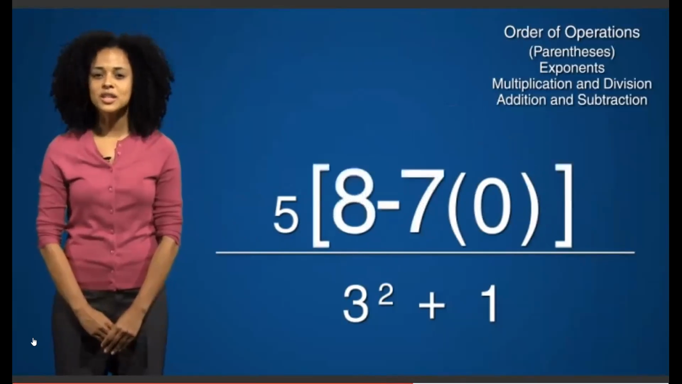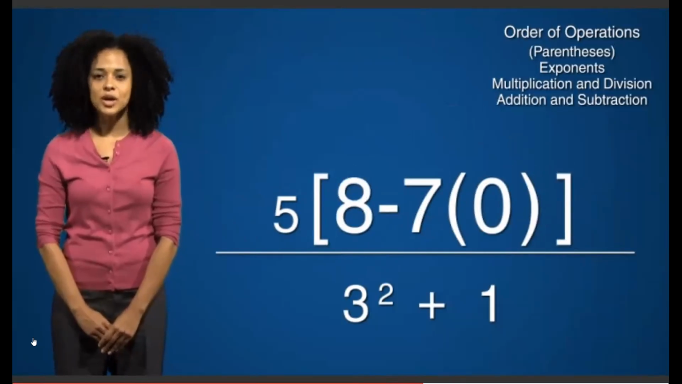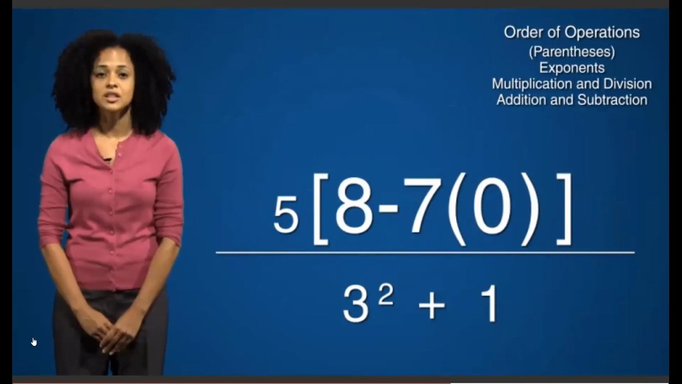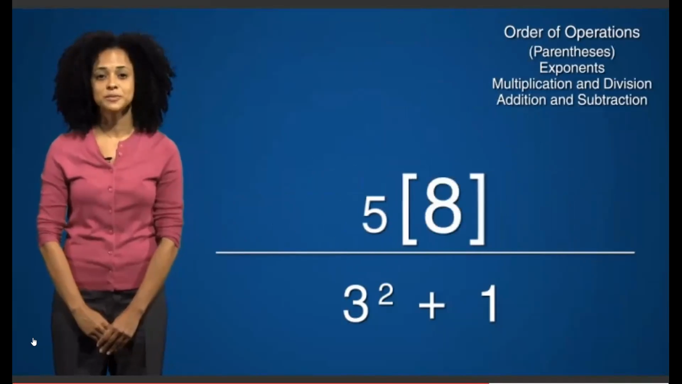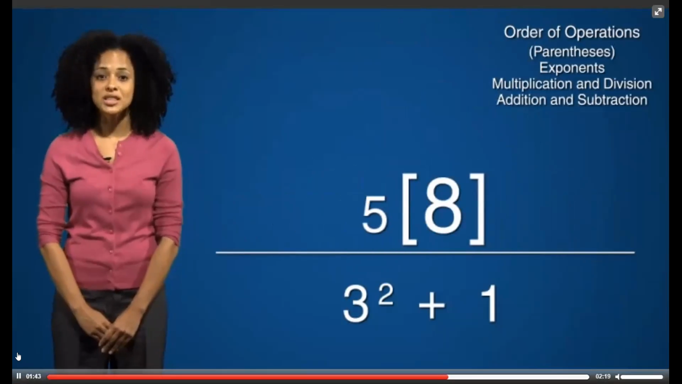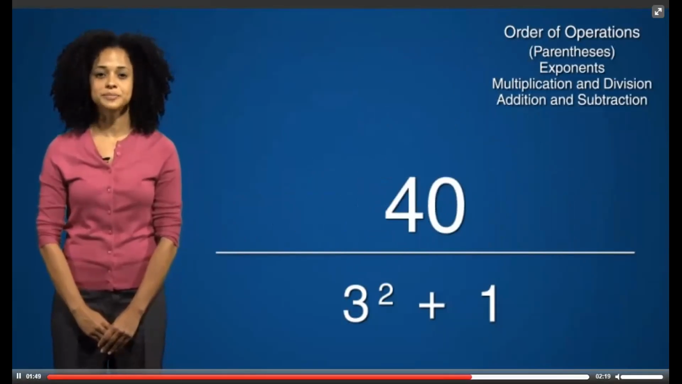Now let's work inside the brackets. Inside the brackets, we have both subtraction and multiplication. The order of operations tells us to complete the multiplication first. Remember that any number multiplied by 0 is equal to 0. So 7 times 0 is 0. Then 8 minus 0 is 8. Finally, we can complete the last operation within the numerator, multiplication. So 5 multiplied by 8 is 40.